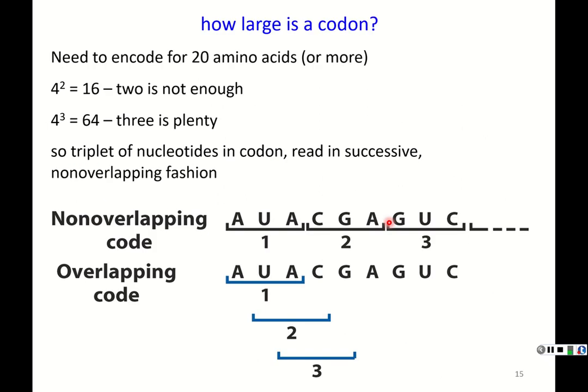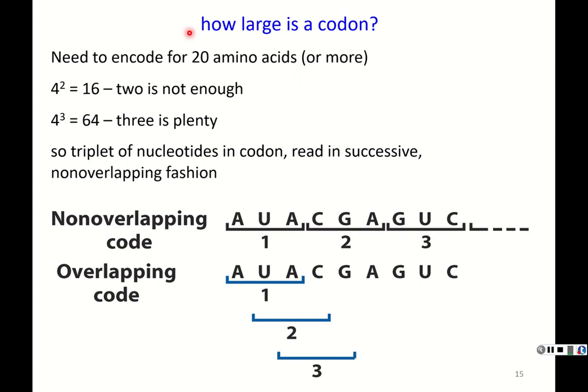Well, how a messenger RNA is read is that it's read in specific units called codons. Codons are 3 nucleotides long, so 3 bases, in this case of RNA, since we're talking about messenger RNA, would make up a codon.